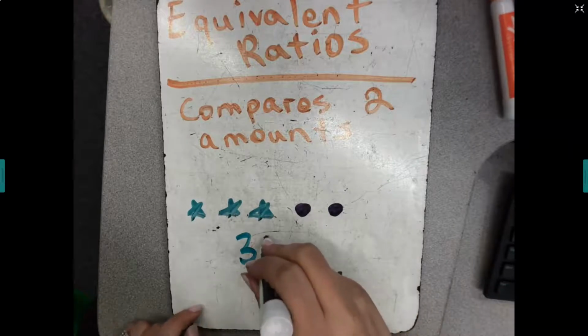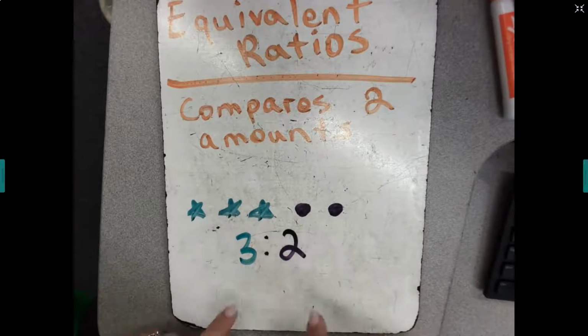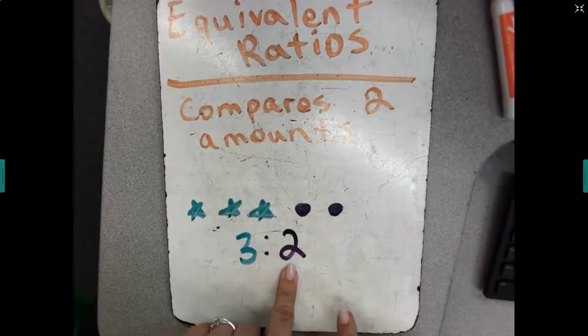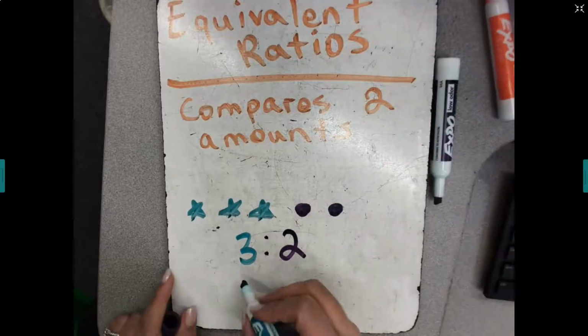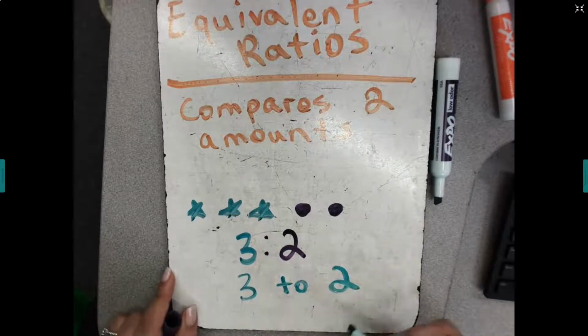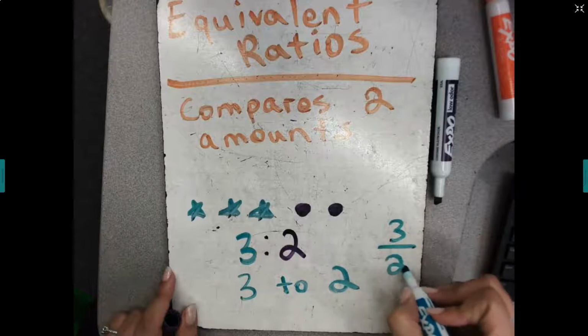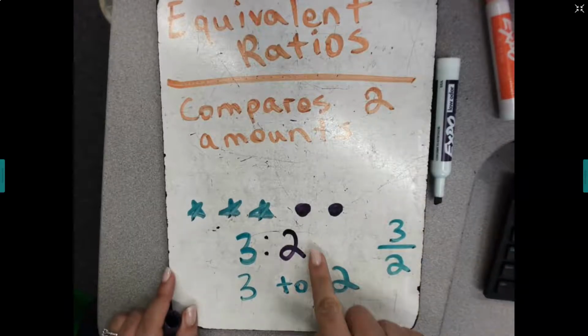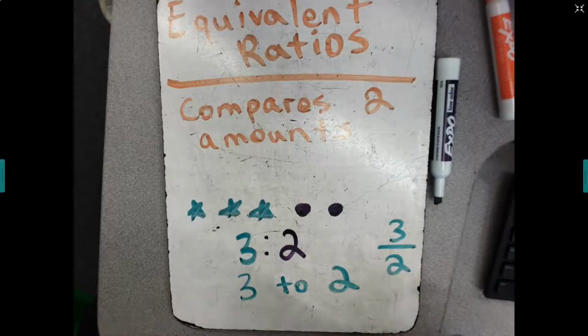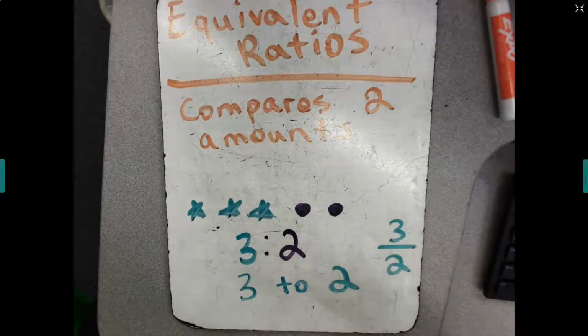You can write it a couple different ways. So this is said 3 to 2. You can also write it with the actual word, or finally, you could write it as a fraction. So there's 3 different ways you can express ratios, and when you're looking at a ratio, you should be thinking about equivalent fractions too. Those are very closely related.